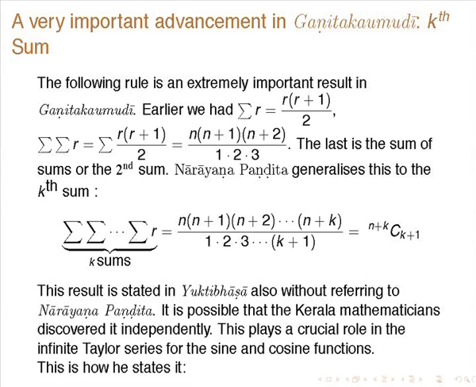So, this is given by earlier mathematicians. The last is the sum of these sums, the second sum. So, Narayana Pandita generalizes this to the kth sum. Suppose you do it k times. Then that is equal to n into (n plus 1) into (n plus 2) etcetera up to (n plus k), divided by 1 into 2 into 3 up to (k plus 1). So, this is equal to (n plus k) C (k plus 1).